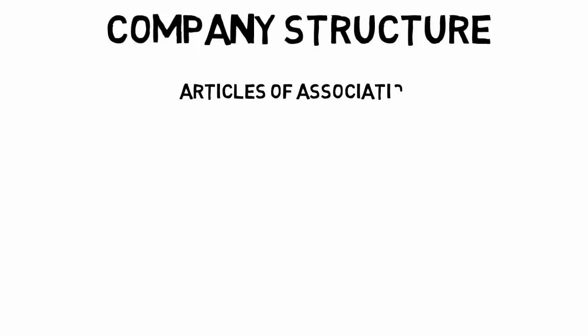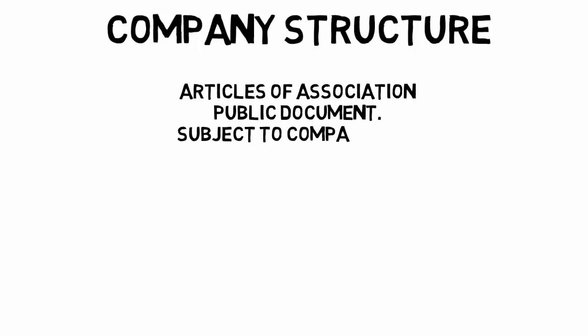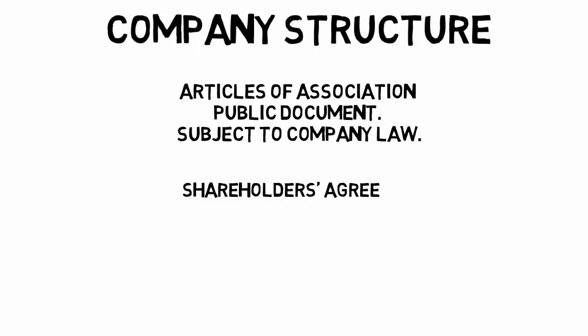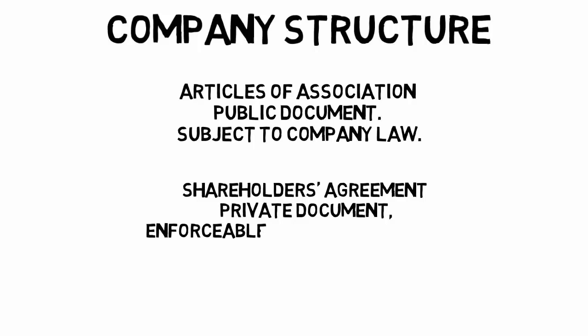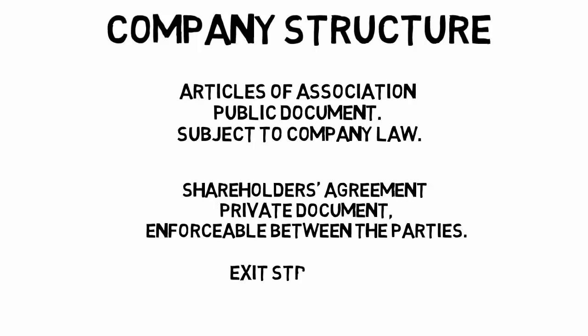The Articles of Association is a public document, and any provisions included would be subject to company law, limiting the scope of bespoke provisions. The shareholders' agreement is a private document enforceable only between the parties. This affords flexibility to tailor the provisions according to personal requirements and circumstances. The parties' exit strategies should be considered when drawing up these documents and may be factored into agreements.